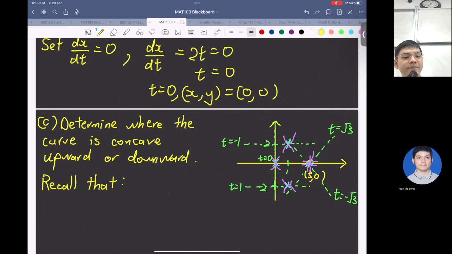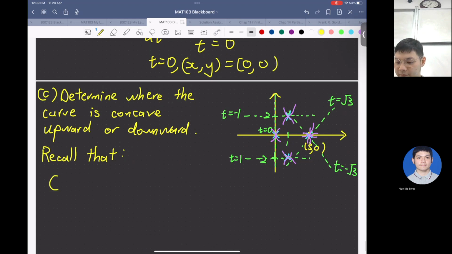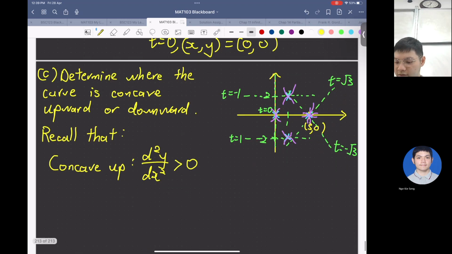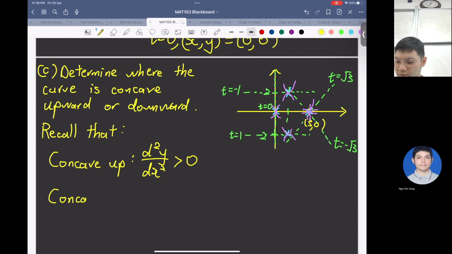Let's recall it. Okay, so you need to compute your second derivative. When it is concave upward, what do you need? Bigger than 0. Okay. When it is concave downward, it is smaller than 0. Concave down is less than 0.